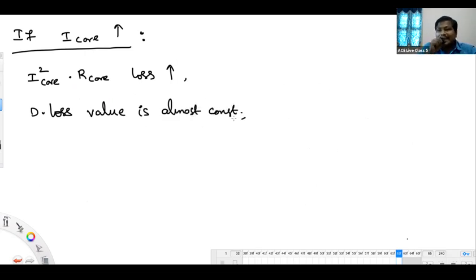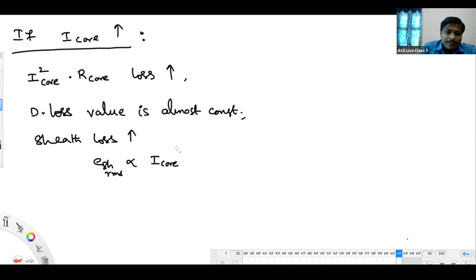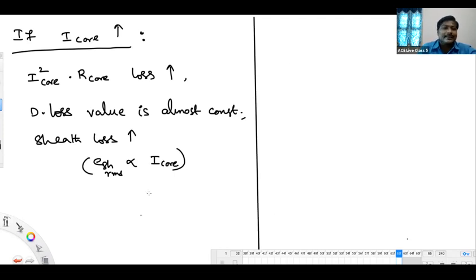And what about the sheath loss? Sheath loss will increase because of the current increment, because you know that the sheath induced EMF value is proportional to core current. That's why sheath loss is definitely going to increase if the conductor current is increasing.